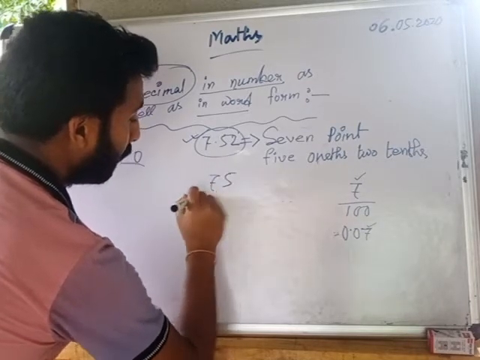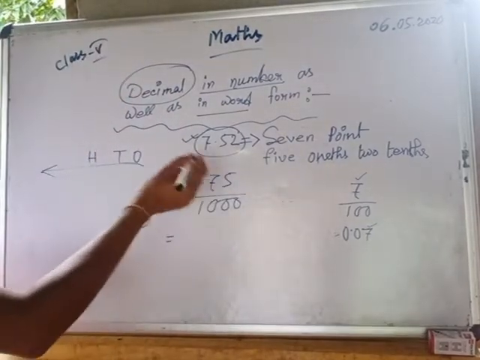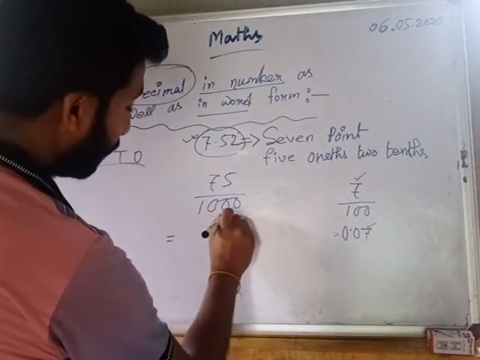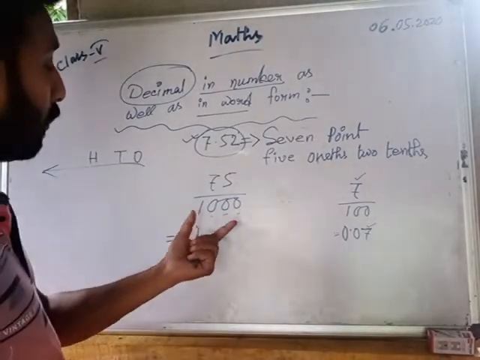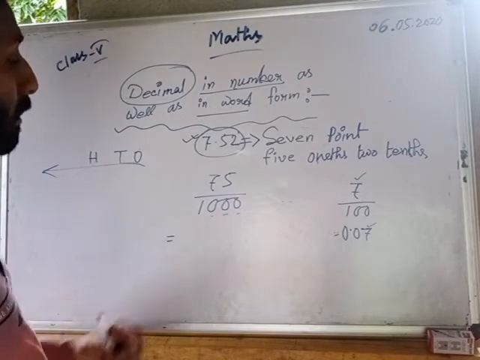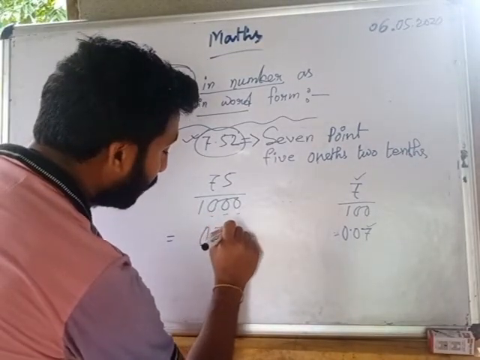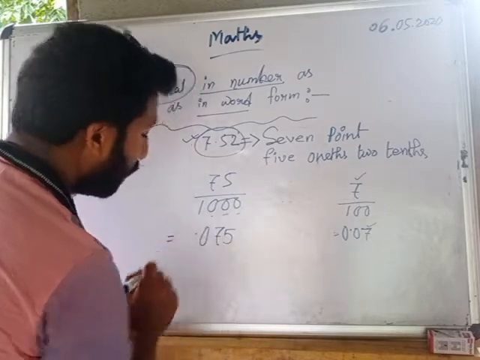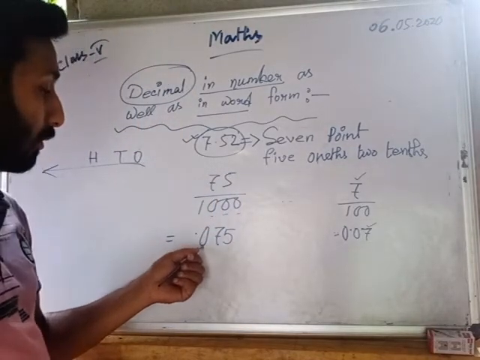Suppose it is 75 out of 1000. That means the point goes back 3 digits, because here are 3 zeros. That means we divide by 1000, so the point goes back 3 digits. 2 digits are there, but 1 digit is missing, so we take 0.